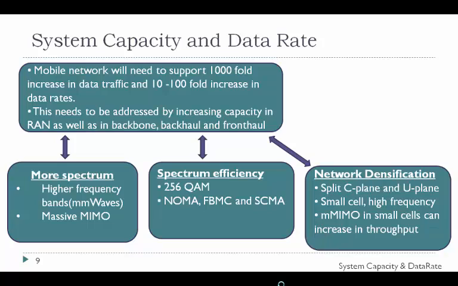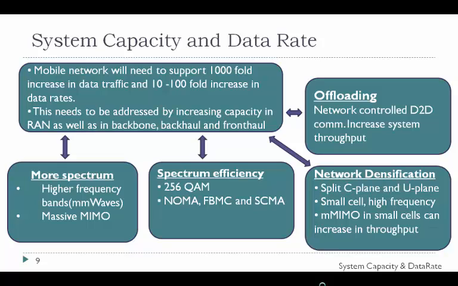In such a control and user plane split architecture, macro cells can provide coverage and small cells can provide localized capacity. Techniques like massive MIMO and higher order modulation and coding schemes can be employed in small cells to boost throughput. Additionally, local offload through techniques such as network controlled device to device communications can further increase achievable system throughput.